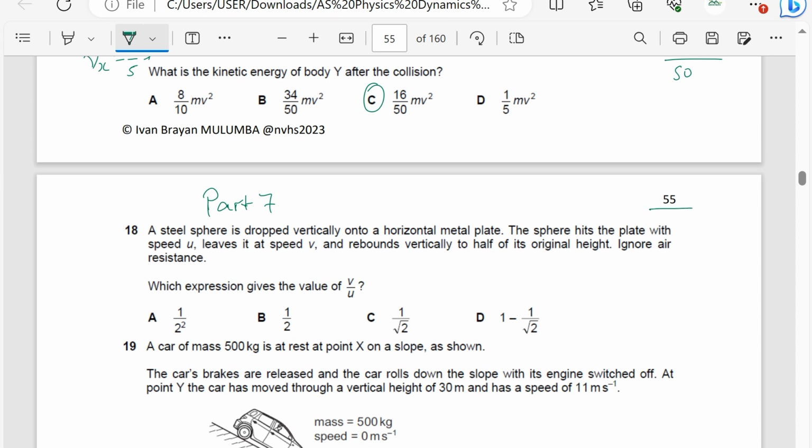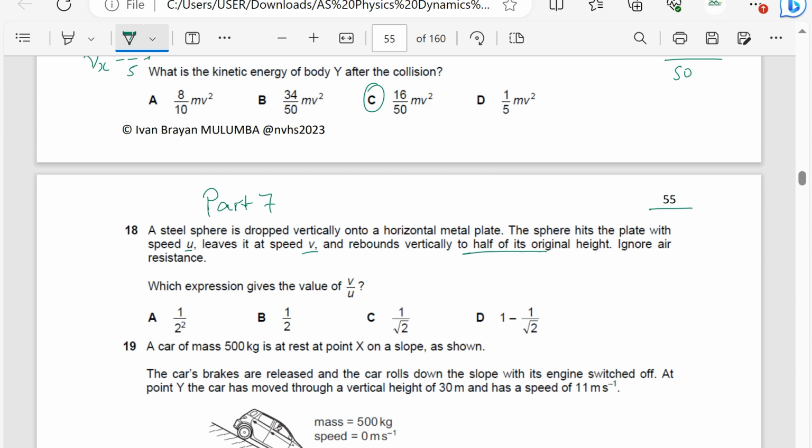A steel sphere is dropped vertically onto a horizontal metal plate. The sphere hits the plate with speed u, leaves it with speed v, and rebounds vertically to half of its original height. Ignore air resistance. That means the acceleration due to gravity is going to be constant. Which expression gives the value of v over u? Okay, so let's think of the distance it falls through when it is going downwards.